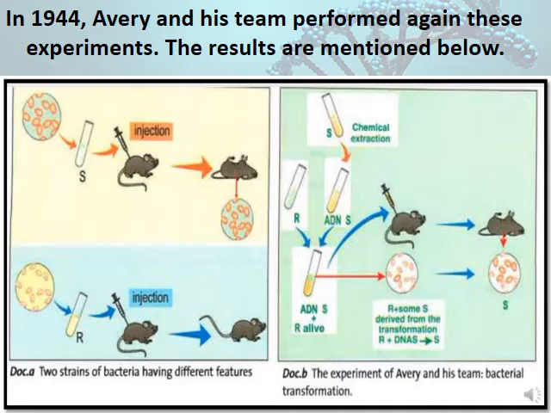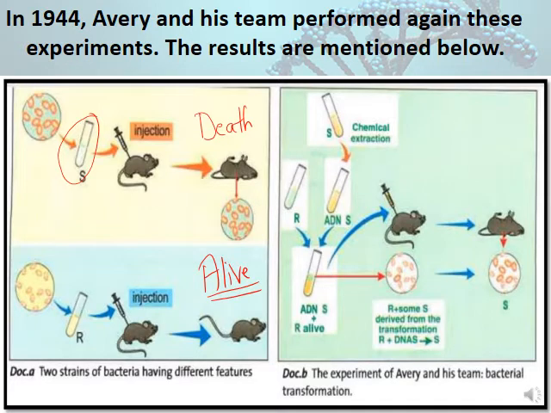So first, we have document A, 2 strains of bacteria, they have different effects. So after injection of the S strain into the mouse, we have the death. While after the injection of the R strain, which is non-virulent, the mice remain alive. So it doesn't cause the death.